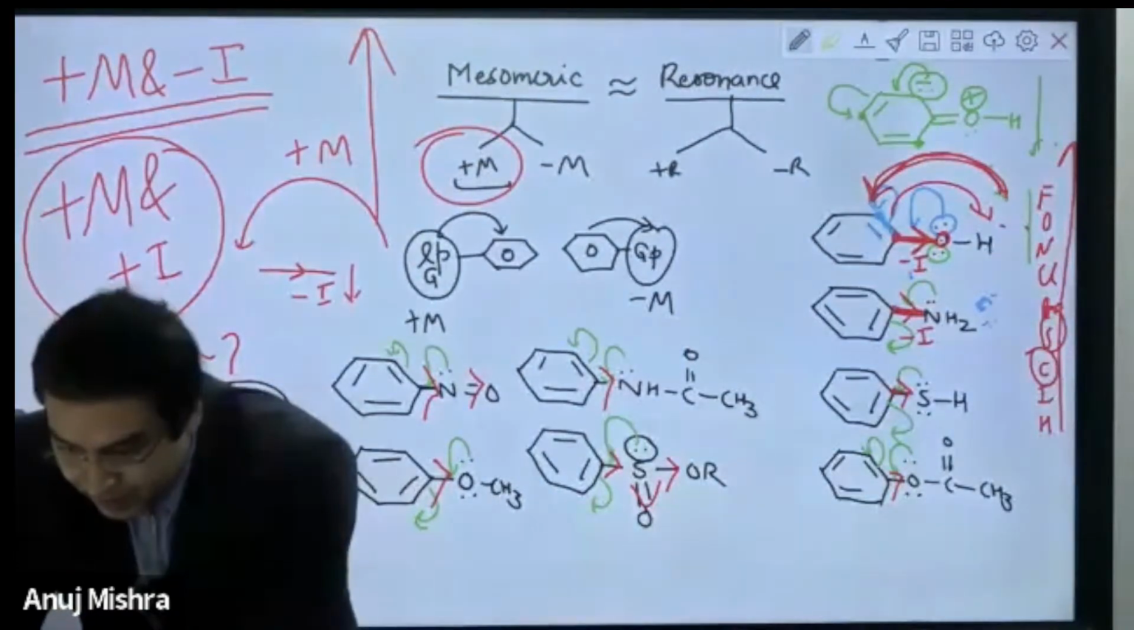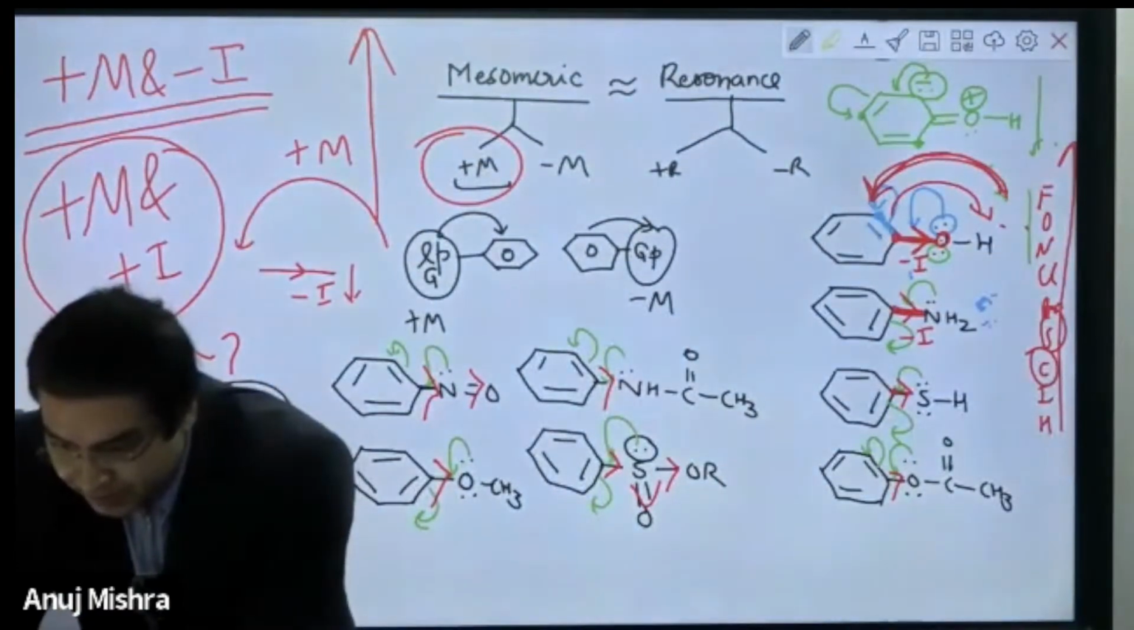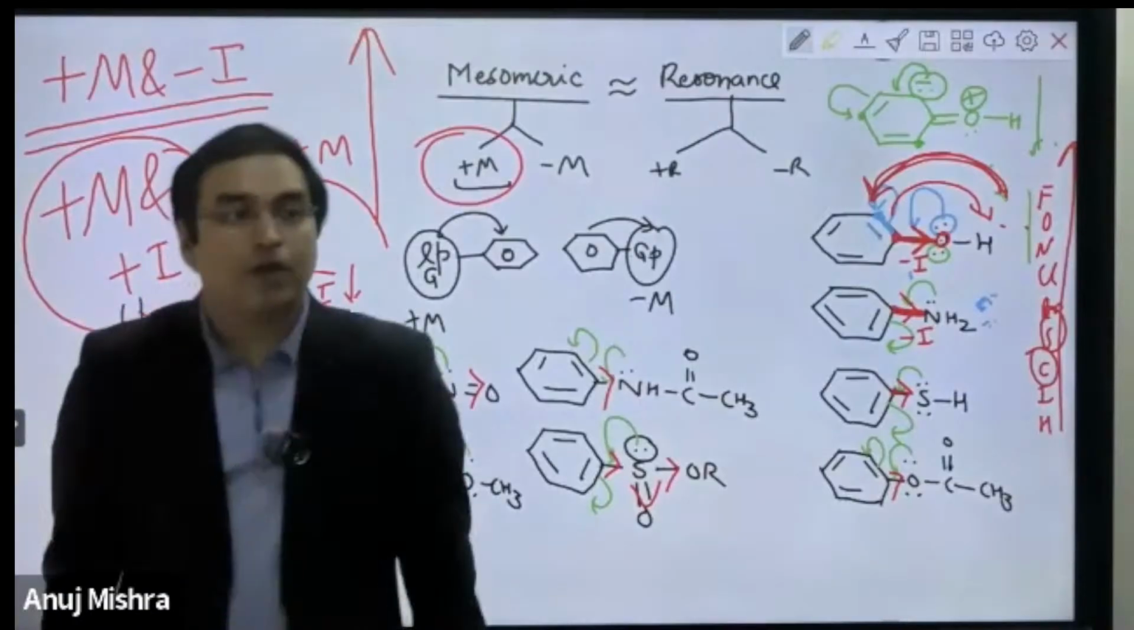Clear ho gaya? Niharika, is it clear? Chinmay? Adya? Any issues with this? Any problems with this part? Can we go further?